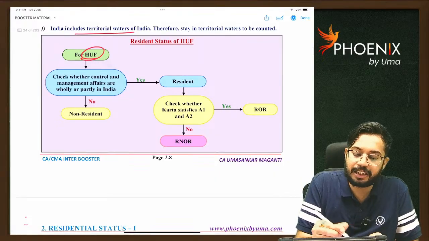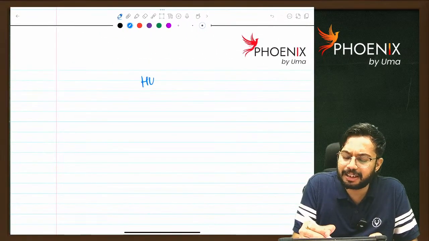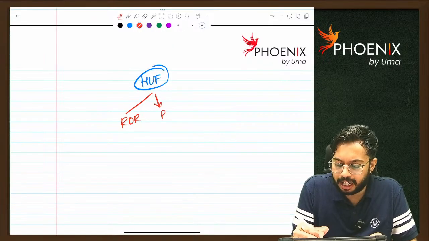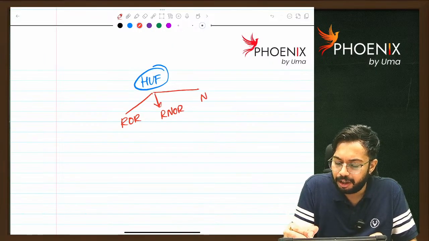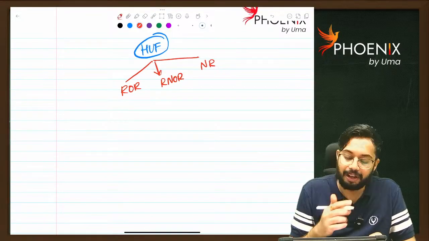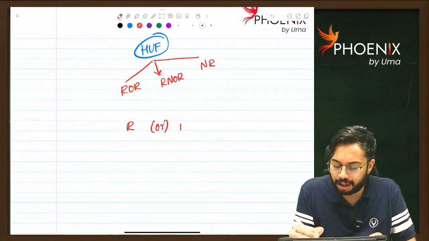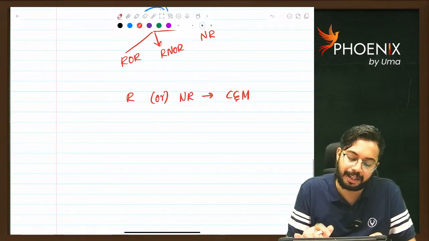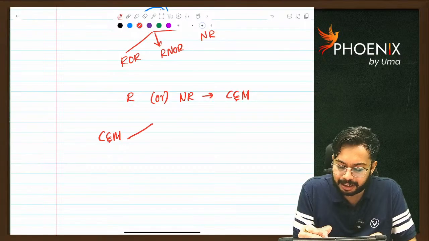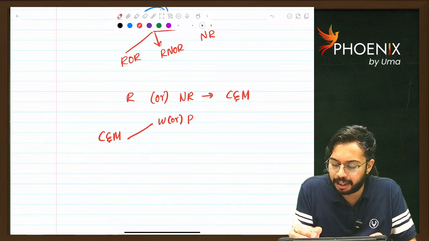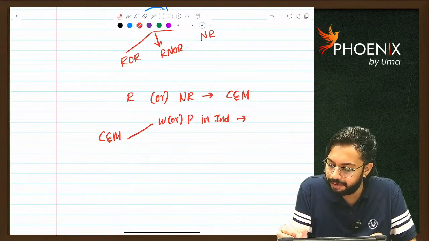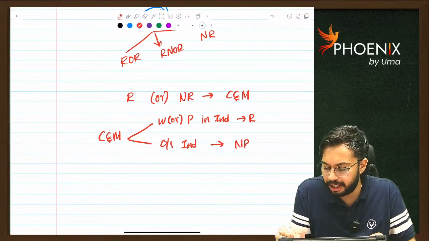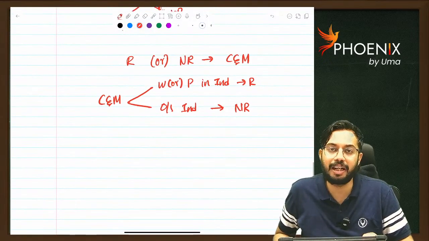Now we will see residential status of HUF. HUF has how many statuses? HUF has three statuses. HUF can become ROR, it can become RNOR, or it can become non-resident. First, we will tell whether HUF is resident or non-resident. For that, what we need to check, we will check control and management of affairs. If control and management of affairs are wholly or partly in India, then HUF is resident in India. If control and management of affairs are wholly outside India, then HUF is non-resident. Are you able to understand?